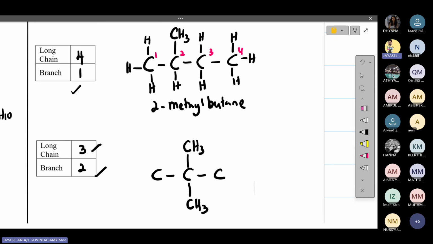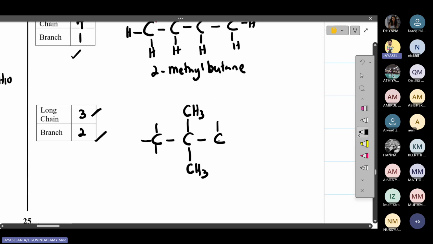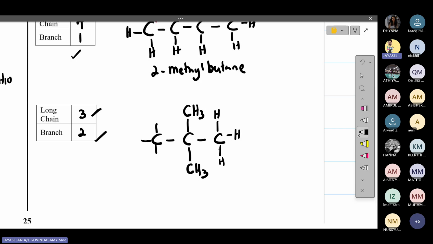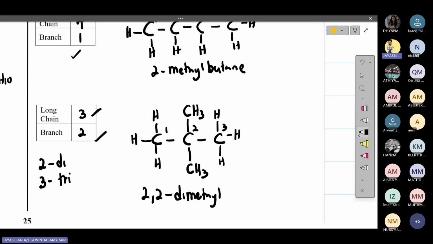Can understand? Okay, so each carbon must have 4 bonding. 1, 2, 3, 4, 1, 2, 3, 4, 1, 2, 3, 4, 1, 2, 3, 4. Okay, what is the name of this compound? First branch present at carbon number 2. One more branch also present at carbon number 2. 2, 2. And how many branch? Berapa branch? Dua branch, right? So, dua branch kita mesti guna di. Kalau tiga branch, kita mesti guna tri. So, I use di. What is the name of the branch? Methyl. And what is the name of the long chain? Propane. So you guys already score another 2 marks.